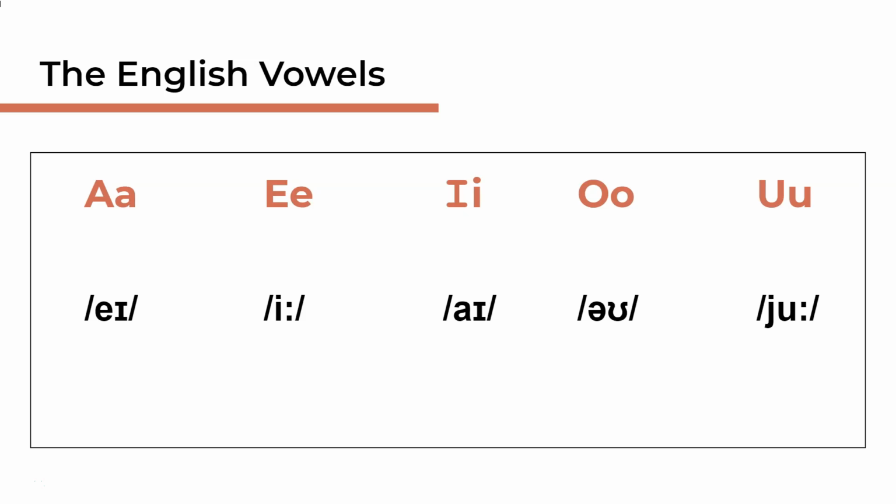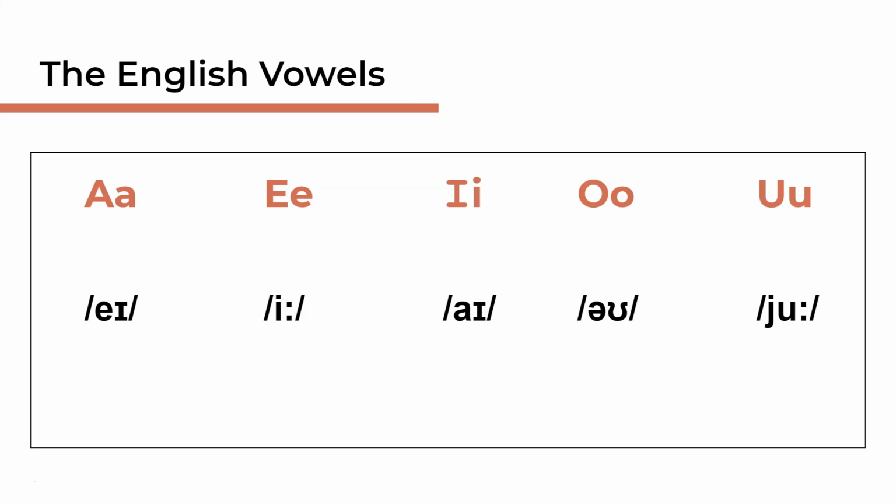Let's have a look at the English vowel letters. A, E, I, O, U. You can see the phonemic transcript underneath to help you. I think my students find the first 3 vowel letters especially confusing.